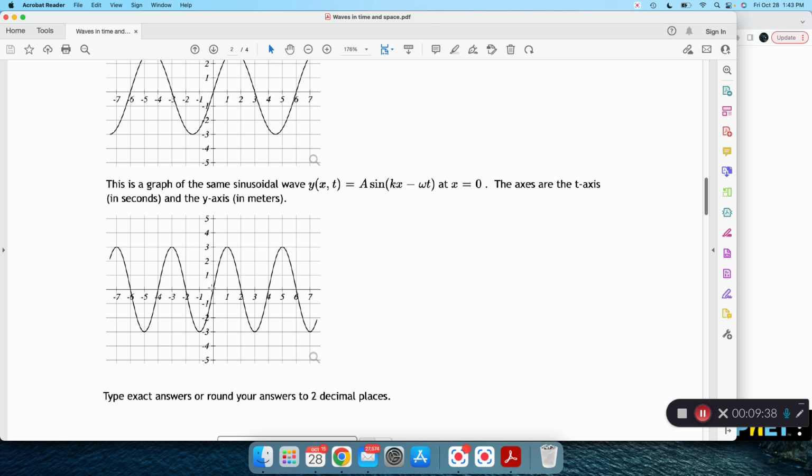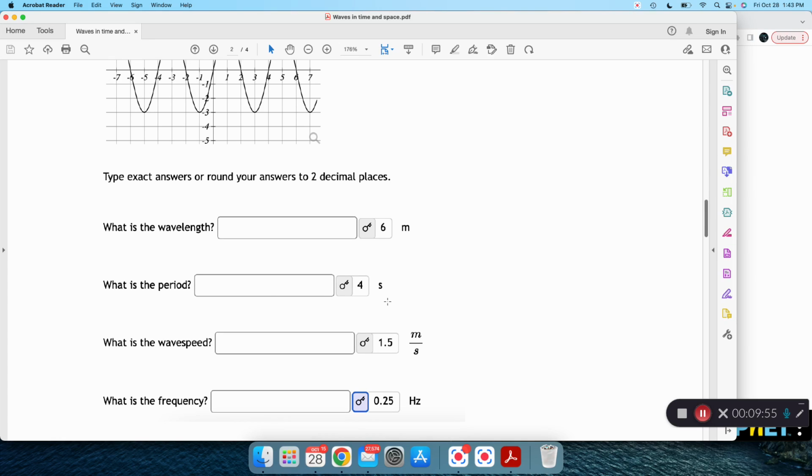I'm watching that one spot go up and down. I've got a bird in the ocean, and it's going up and down and up and down. So I'm measuring time versus height. So how long does it take that bird to go through a complete cycle? 4 seconds. That's what we call the period.